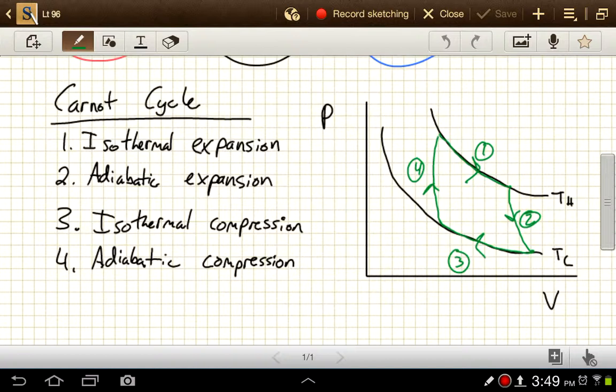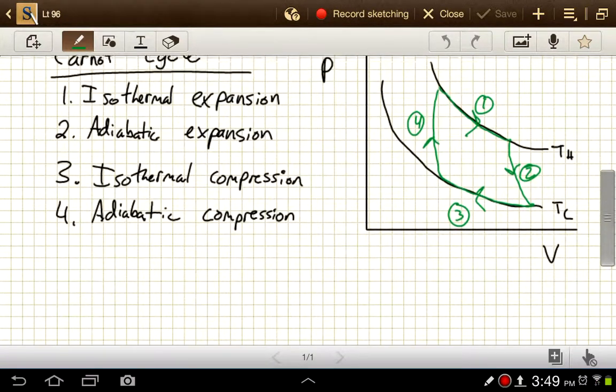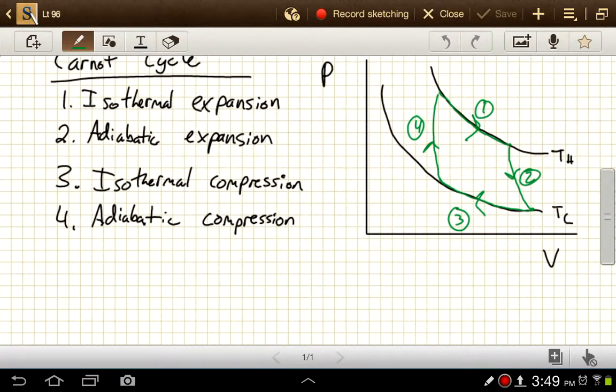And so it's useful to figure out, if we look at the temperatures for each of these isotherms, how does that impact the amount of heat into the system, and how does that affect the amount of heat coming out of the system? So if we think about the equation delta U is equal to Q plus W, where Q is the heat going into the system and W is the work done on the system.